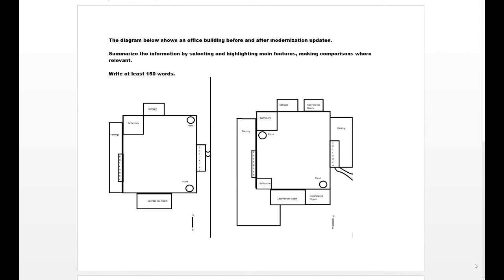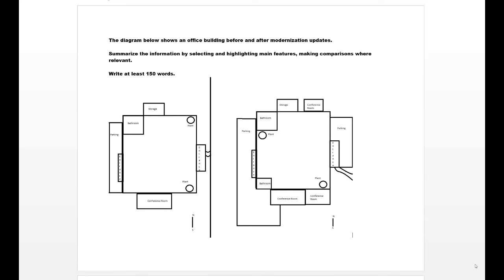Here's our Task 1. Hello everyone. We're taking a look at a Task 1 prompt. This is for the academic writing, and you can see here we have a diagram, and our step says we have an office building before and after modernization. We have to summarize the information, selecting main features and making comparisons, and of course doing this in about 150 words. So we're going to be looking at a response to this prompt and talking about why we think it could get a good score on the IELTS test.